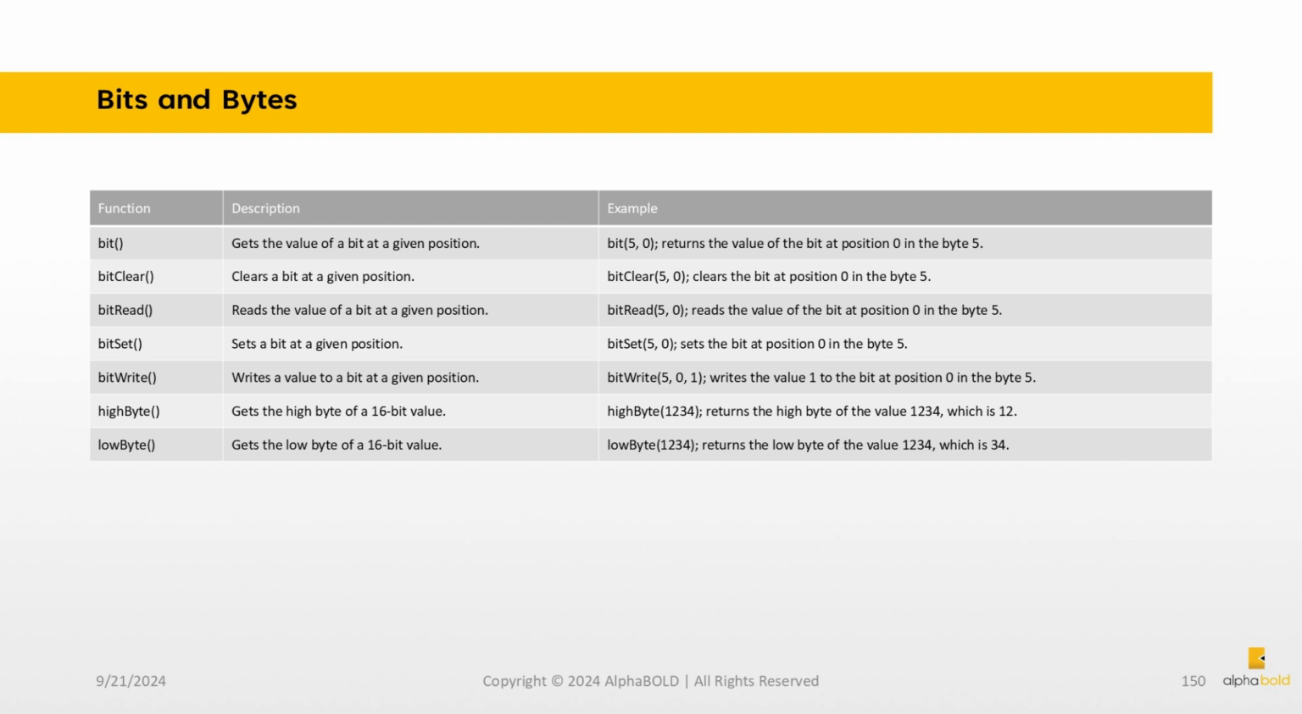highByte extracts the most significant byte, the leftmost 8 bits, from a 16-bit value. lowByte extracts the least significant byte, the rightmost 8 bits, from a 16-bit value. These functions are useful for bitwise operations, working with hardware registers, and optimizing memory usage.